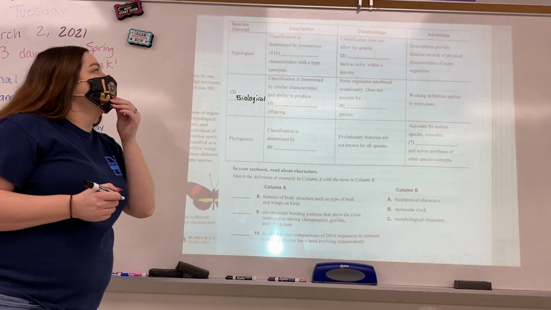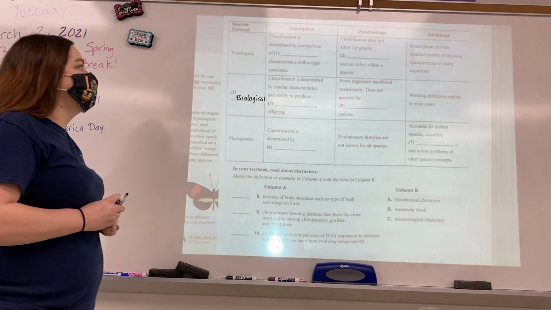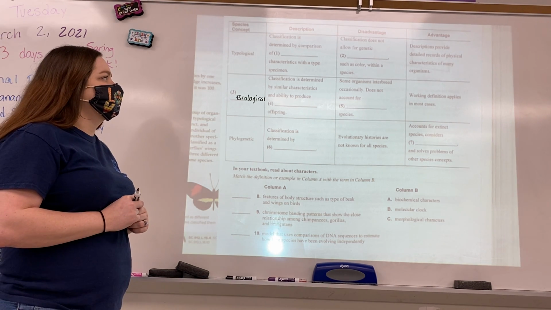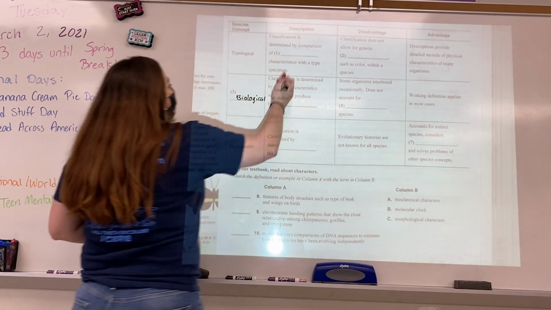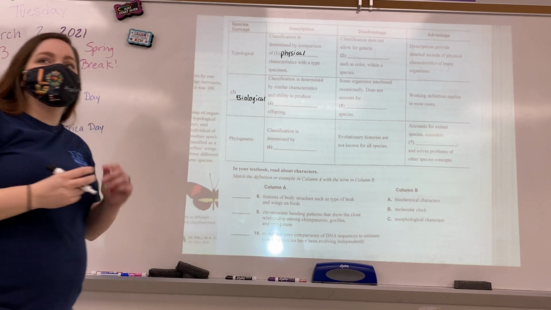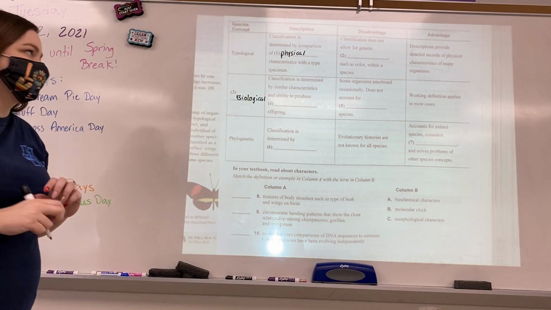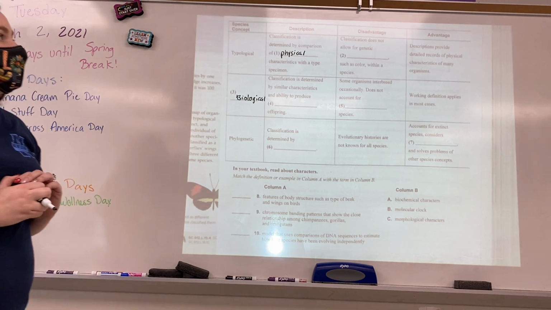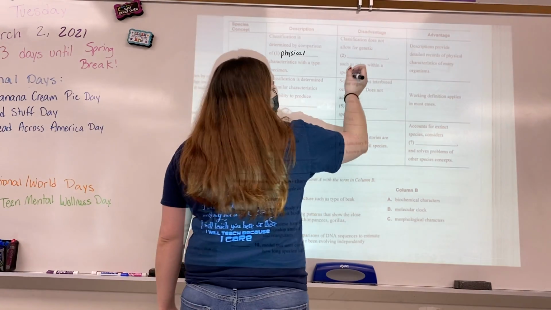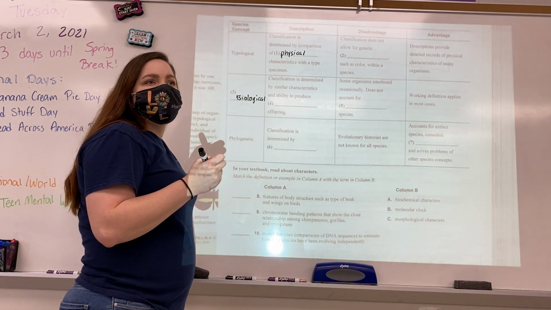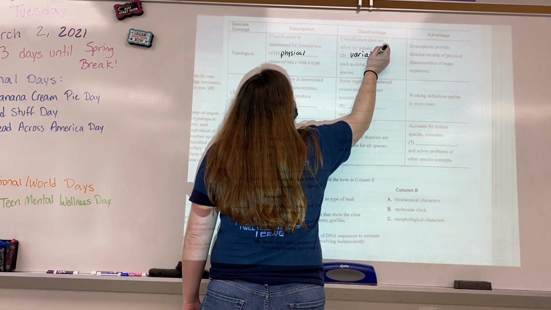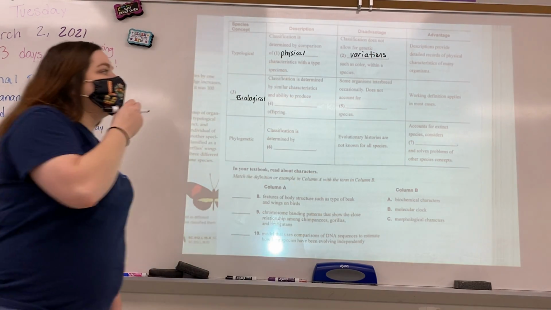For typological, that is classification determined by comparison of physical characteristics with a type specimen. So you're looking at the physical characteristics of your species, just the physical ones. The disadvantage of that is that the classification does not allow for variations, such as color within a species.